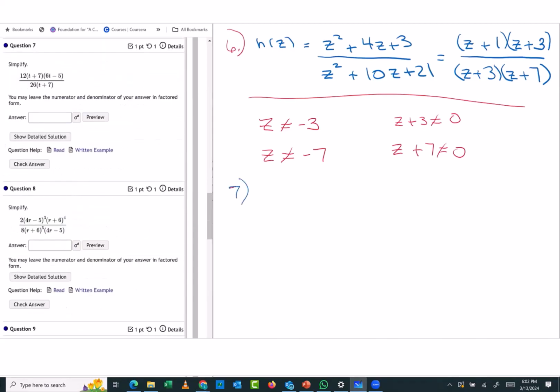Number 7. 12 times t plus 7 times 6t minus 5 divided by 26 times t plus 7. Simplify. That's it. Simplify. Easy. I can cancel t plus 7 and t plus 7. I can cancel factors.